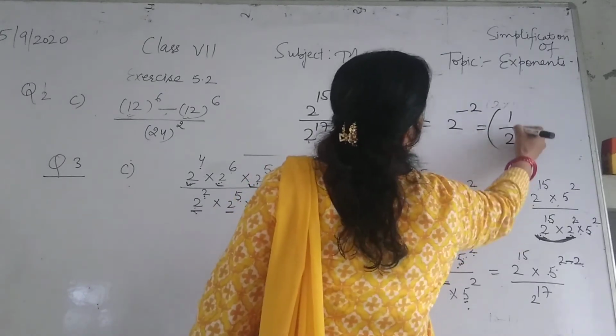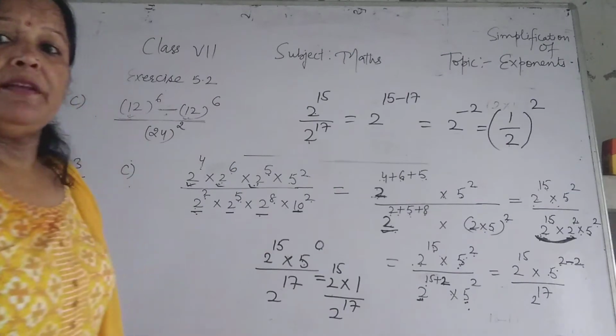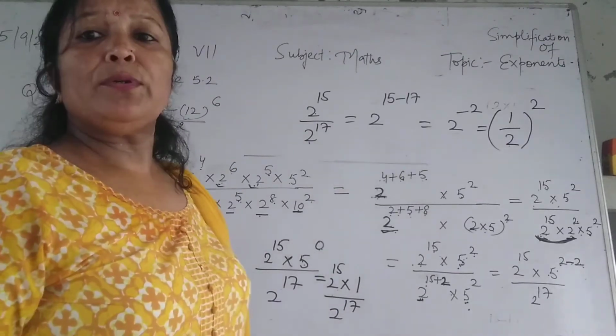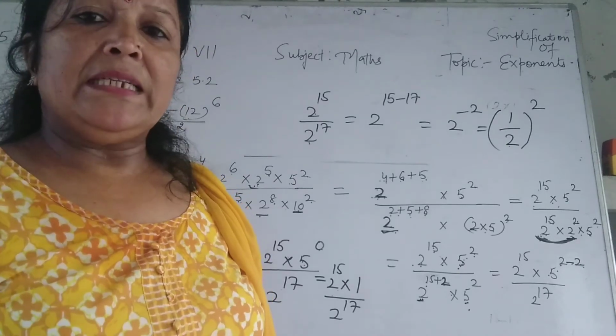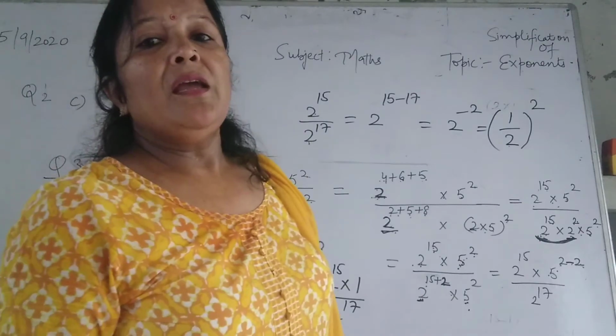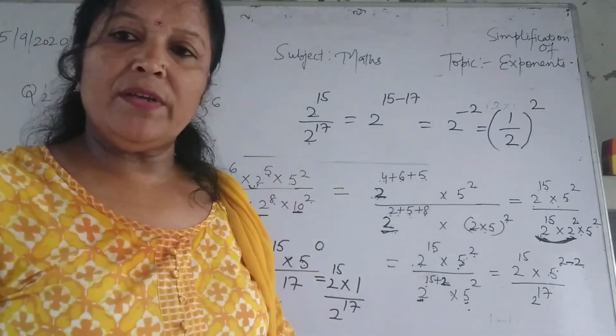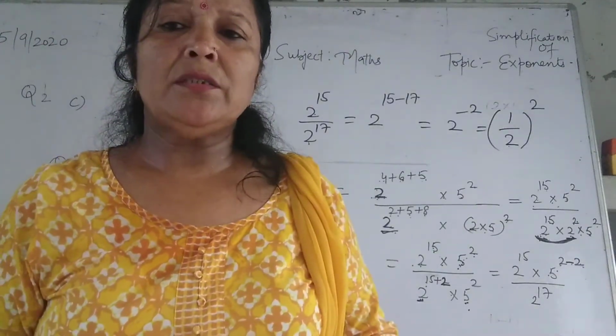I will write it as 1 upon 2. We take the reciprocal and the power will be positive. I will take the reciprocal of 2, that will be 1 upon 2. As soon as I take the reciprocal of the base, the negative power becomes positive. Okay. In this way, you will solve the questions based on laws of exponents.